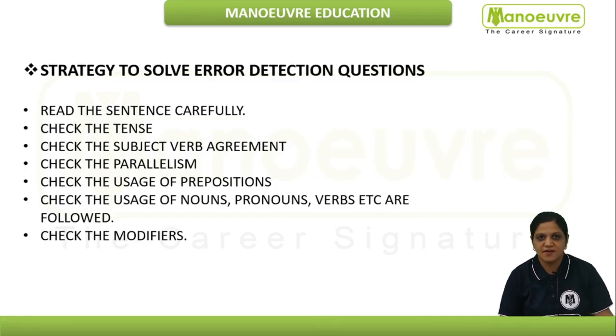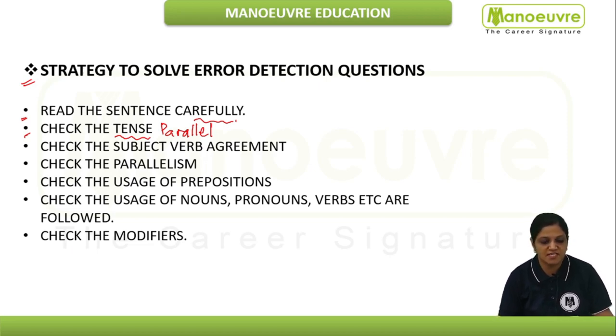We'll just have a look at the strategy that we are going to apply to solve error detection questions. The first thing is read the sentence carefully. This is very important. Read each and every part of the sentence very carefully. Next, check the tense. The sentence in a question of error detection is divided into 4 to 5 parts. You have to check the tense of all the parts. You have to check that the tense of all the parts is going parallel.